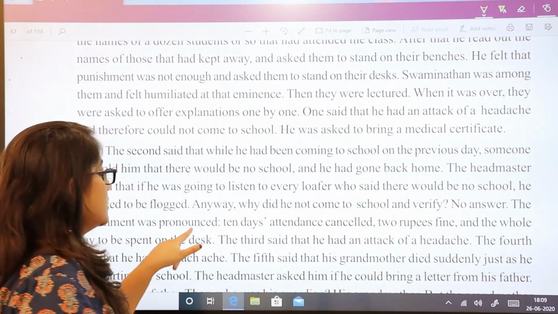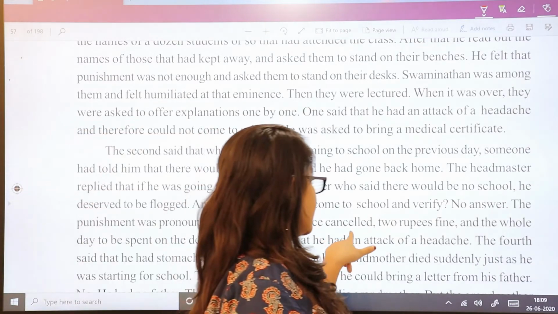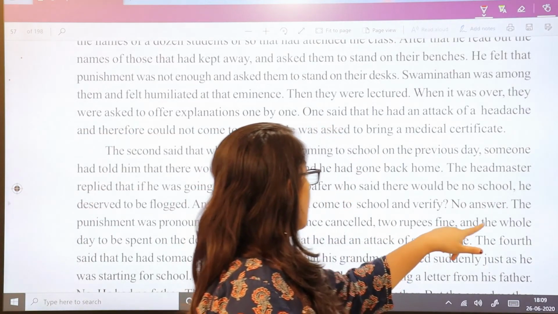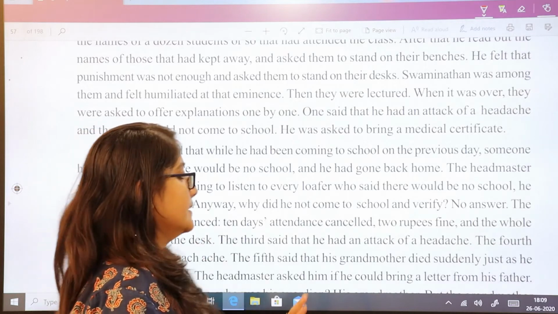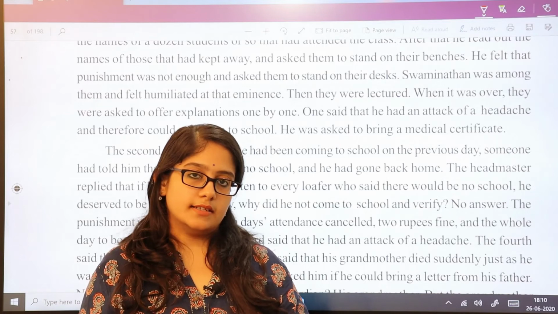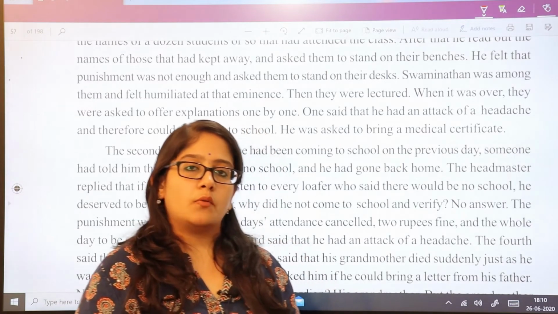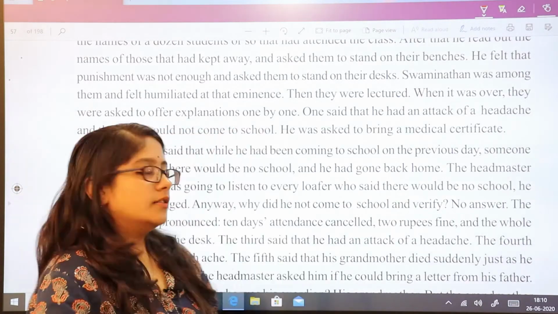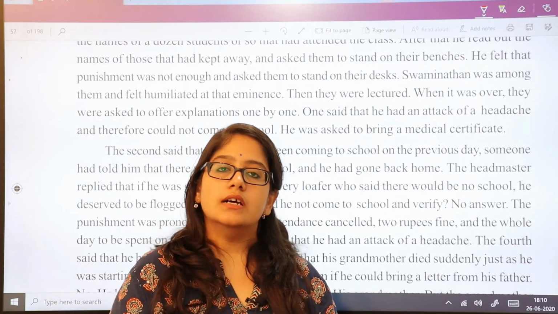The punishment was pronounced, 10 days attendance cancelled, 2 rupees fine and the whole day to be spent on the desk. So what was the punishment? 10 days attendance was cancelled and 2 rupees fine was levied upon the students. The whole day they are supposed to stand on the desk.